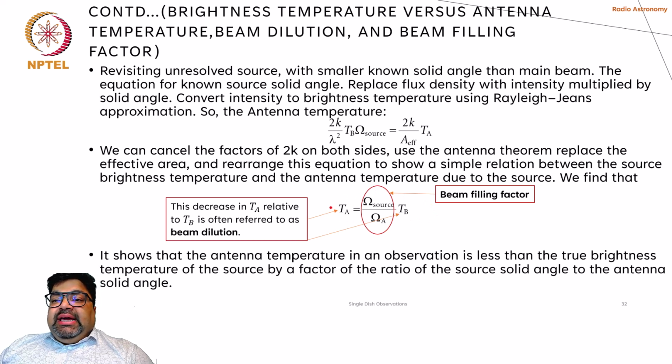So this decrease in Ta relative to Tb is referred to as the beam dilution, because of the source solid angle over the antenna solid angle. If the source solid angle is lower than the antenna solid angle, then the brightness temperature of the source may appear to be larger than the actually measured antenna temperature. Okay.